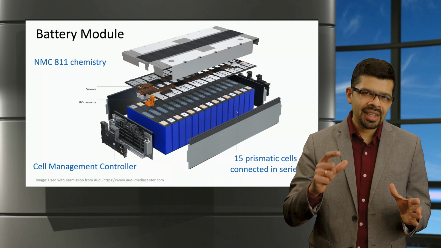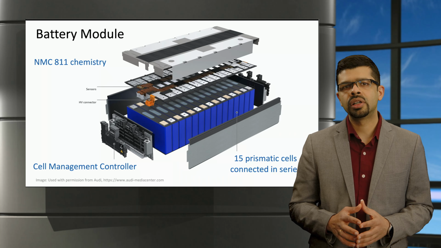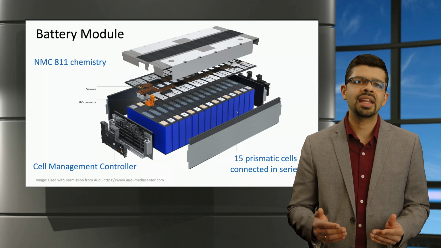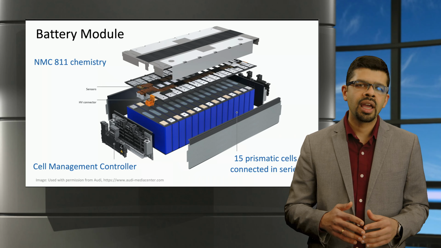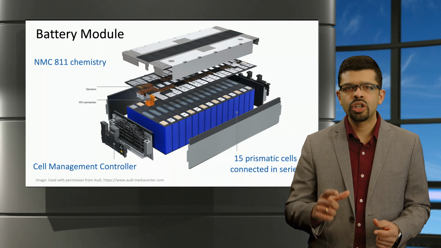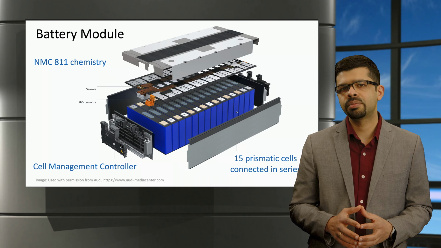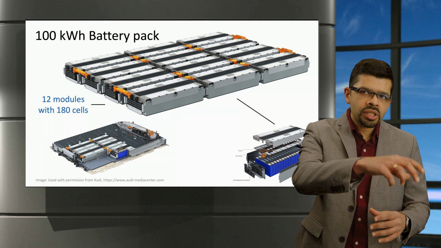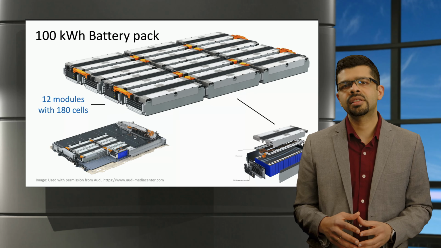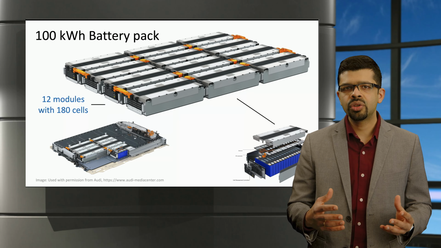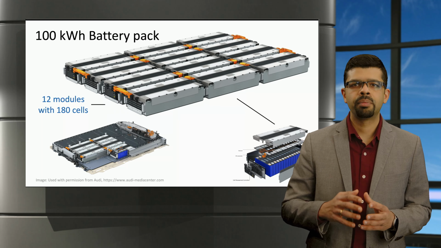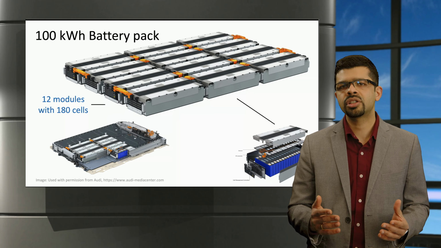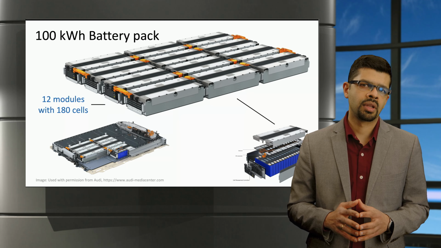Each module has a dedicated cell module controller that measures and sends data such as the module temperature and individual cell voltages to a central battery management controller. Then 12 modules containing 180 cells in total are connected to create an 800 volt battery pack with an energy capacity of 100 kilowatt hour.